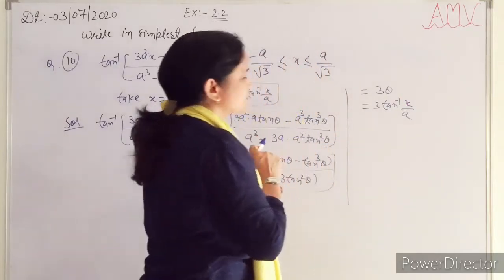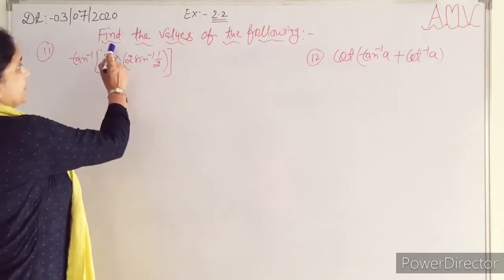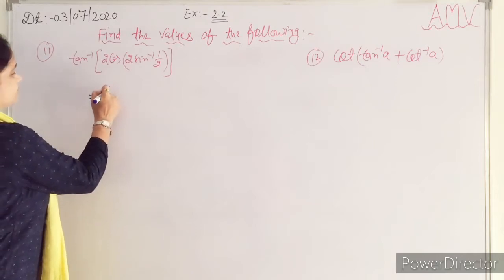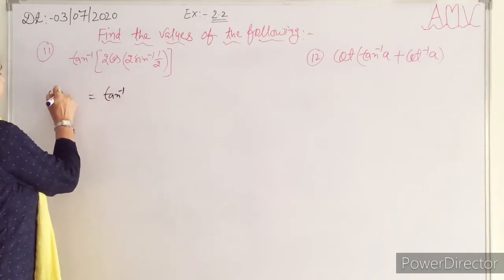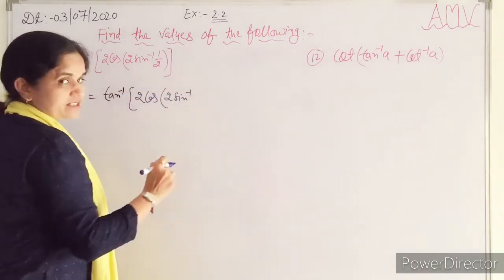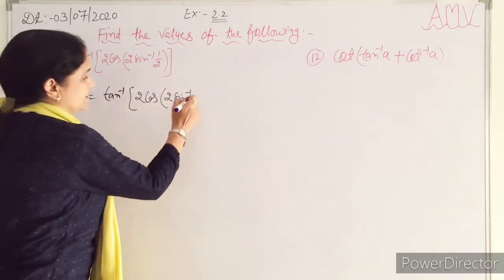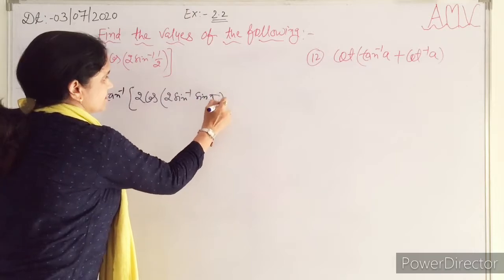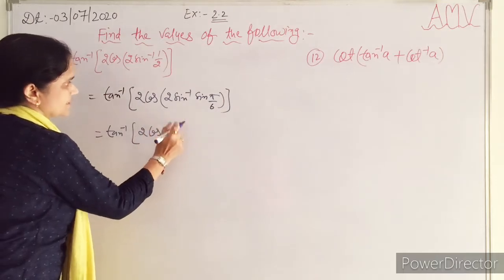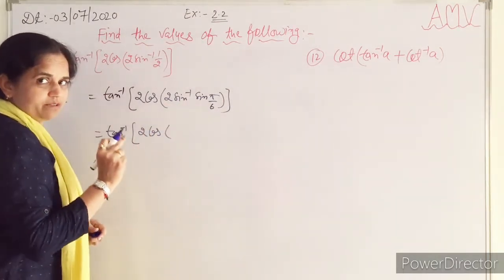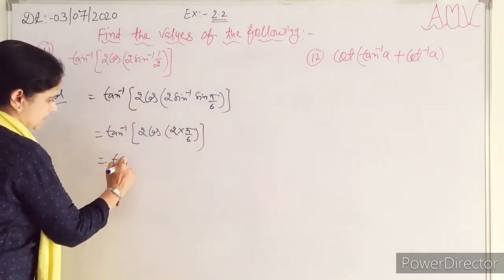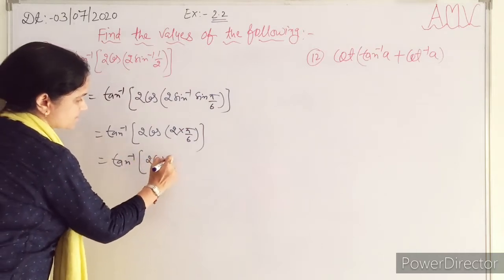Now next question. In this question, students, find the values of the following. Question number 11: tan inverse 2 cos 2 sin inverse. The value 1 by 2 in sine is sine pi by 6. Now sine inverse sine pi by 6 gives only pi by 6. So it is 2 into pi by 6, tan inverse 2 cos pi by 3.